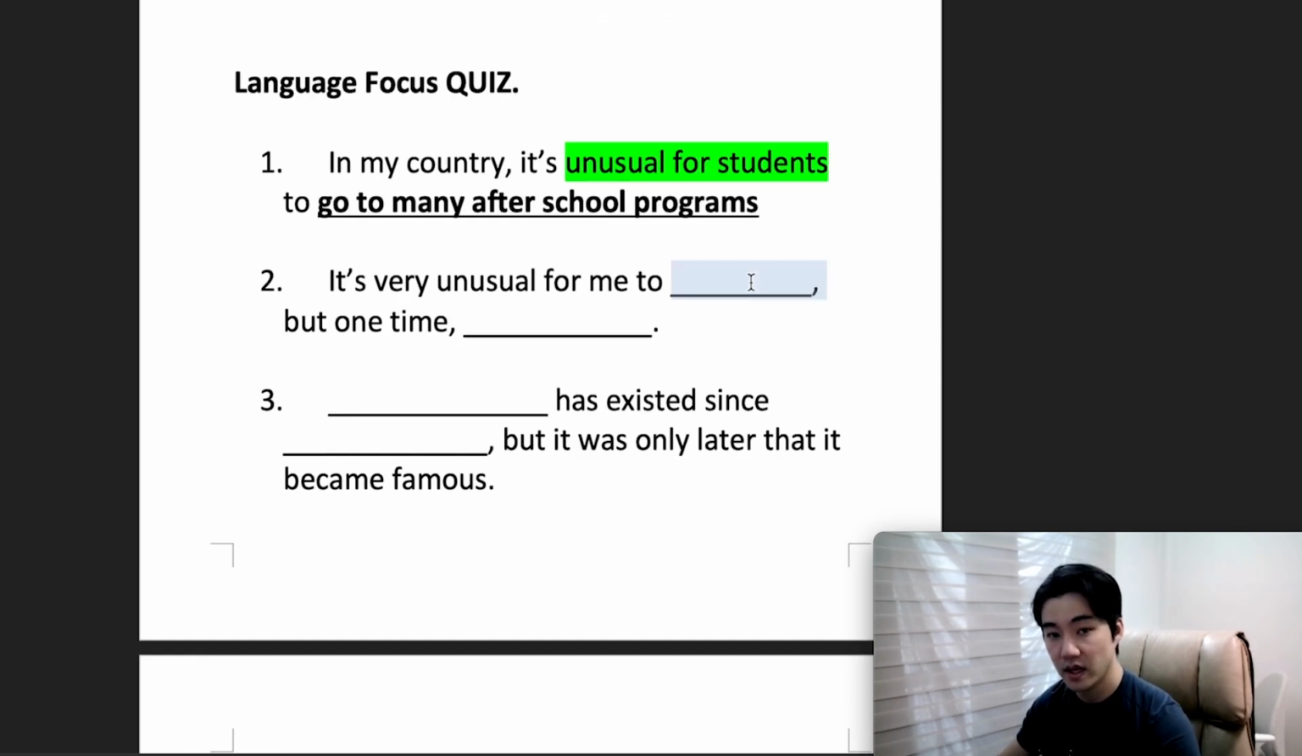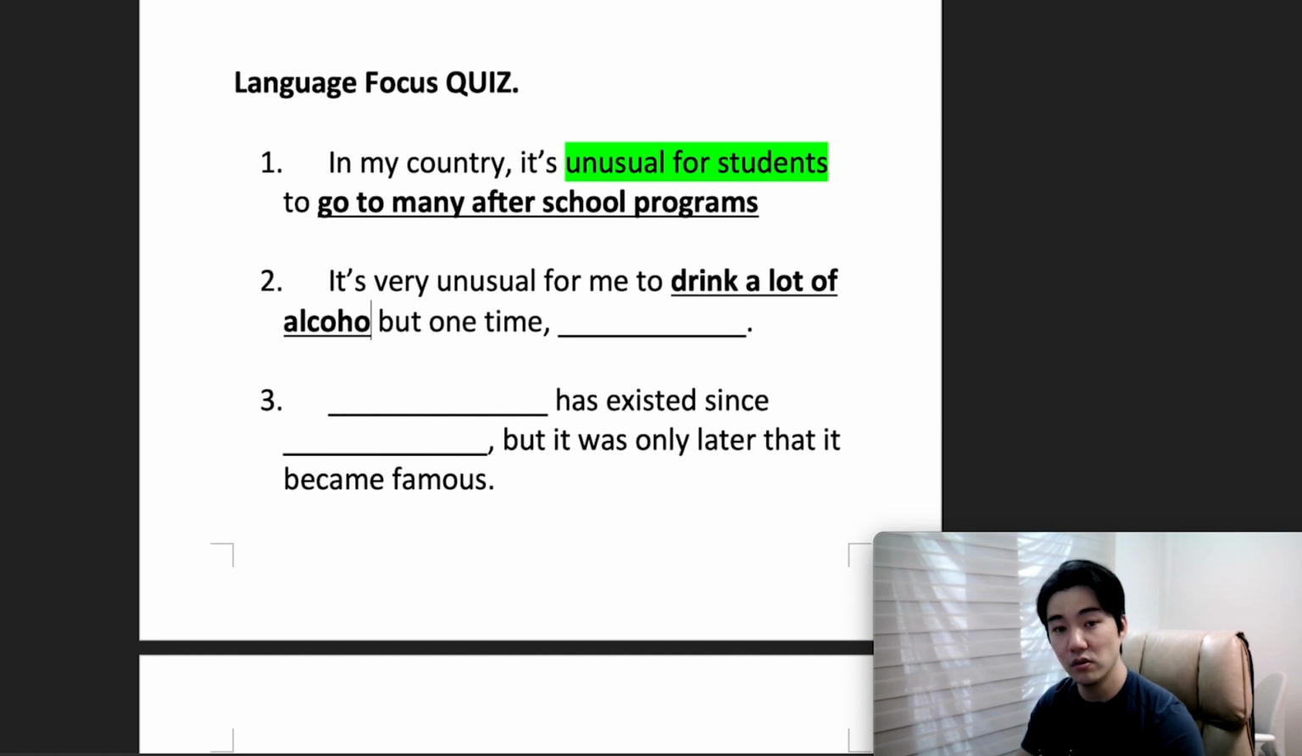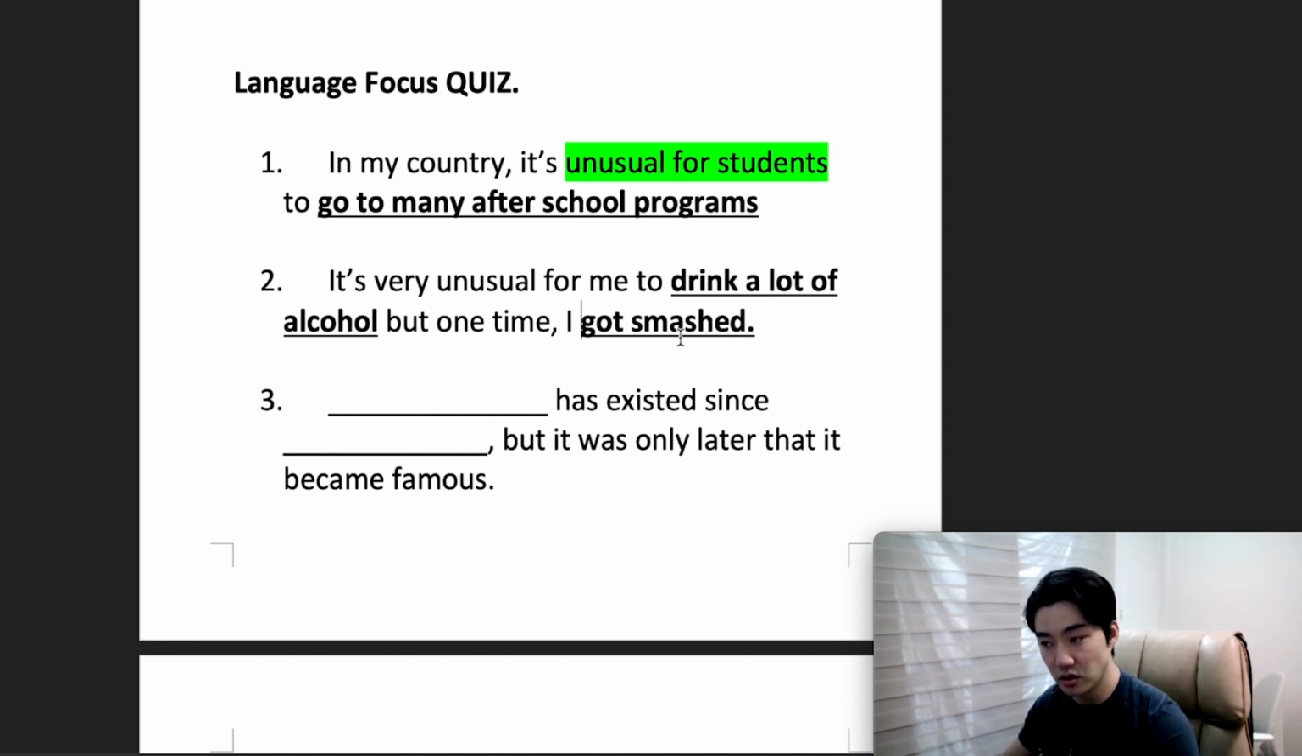Okay. 2번. It's very unusual for me to, but one time, say, drink a lot of alcohol, but one time I got smashed. It's very unusual for me to drink a lot of alcohol, but one time I got smashed. 제가 술을 많이 마시는 것은 매우 드문 일이지만 한 번은 정말 취했어요.